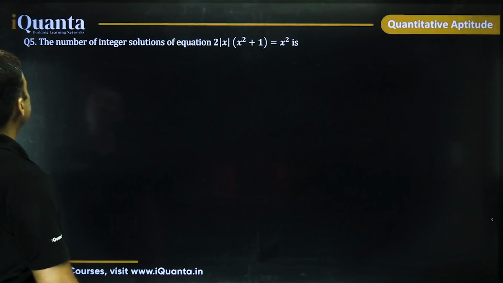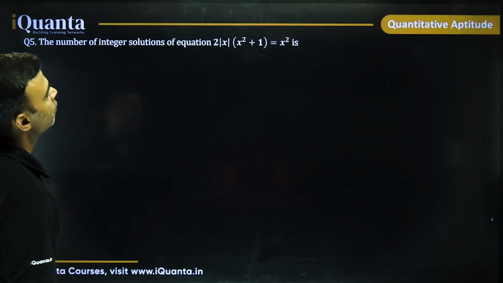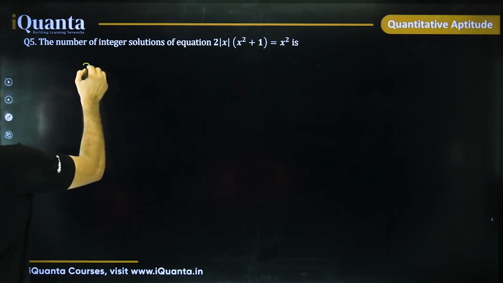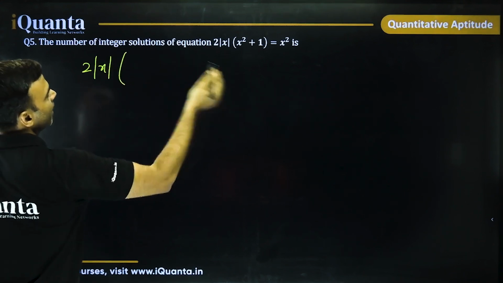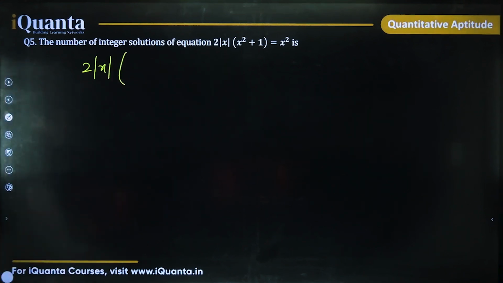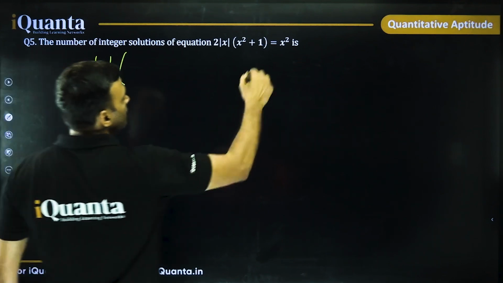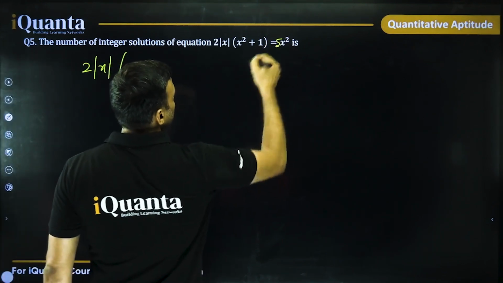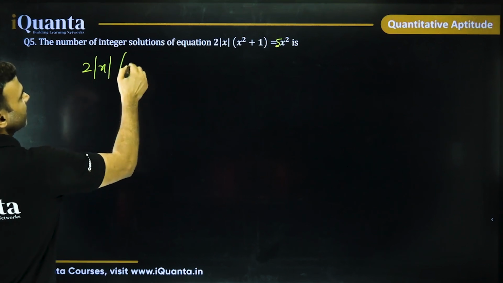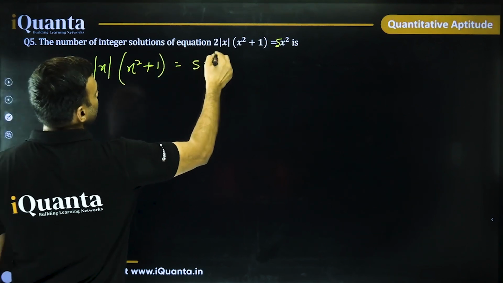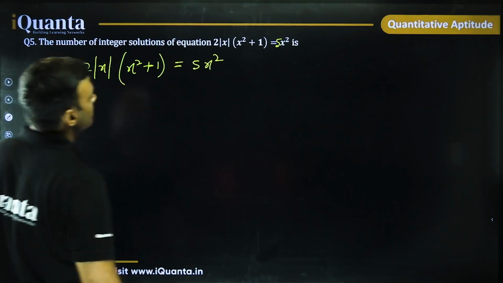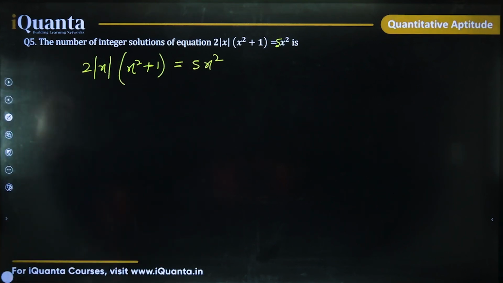The question says: the number of integer solutions of the equation 2 modulus x into x square plus 1 is equal to x square. Actually, I think in the original question it was 5x square. Okay, it is 5x square. So it is x square plus 1 equal to 5x square. That is the original question of CAT, right?